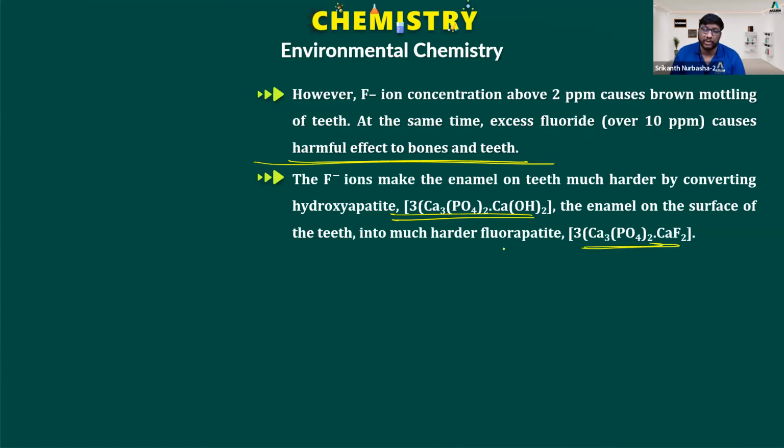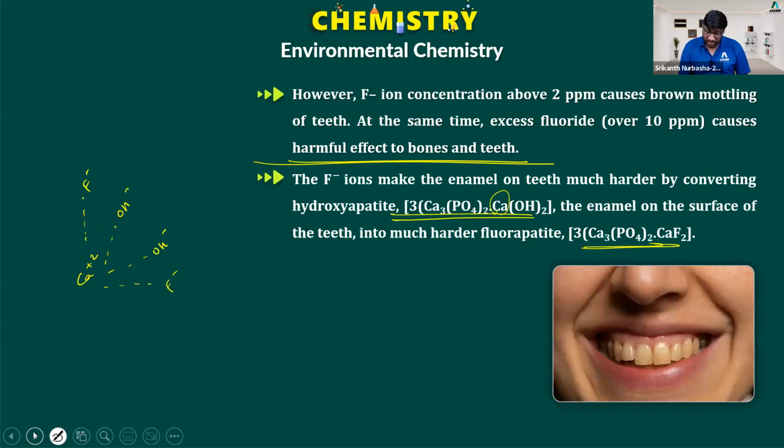Whatever fluoride you are going to add, know that fluoride has a greater tendency to develop a new intermolecular force of attraction with Ca2+ ion when compared to the hydroxide ion. Because in Ca(OH)2, the Ca2+ and OH minus ions have electrostatic forces of attraction. Whenever you add a fluoride ion, that F minus, because of greater charge density, it has a greater tendency to develop the interaction with Ca2+, and that is going to form Ca3(PO4)2·CaF2 instead of Ca3(PO4)2·Ca(OH)2. So the enamel on the surface of teeth is going to become harder because of the formation of fluoroapatite by converting the hydroxyapatite. That is why fluoride ions are required.